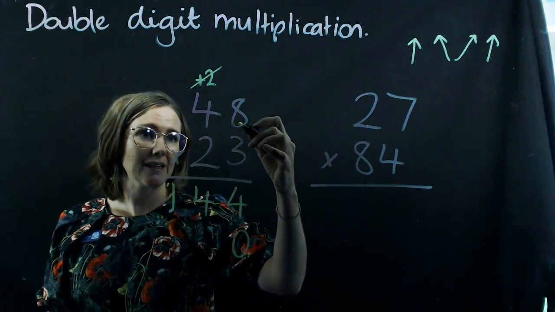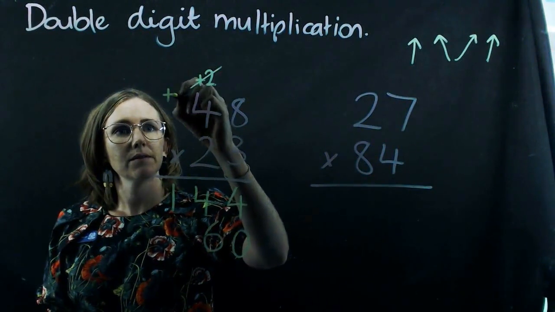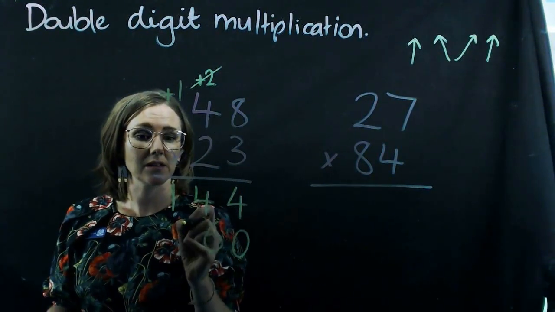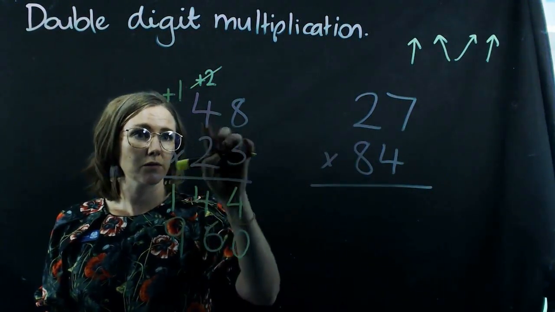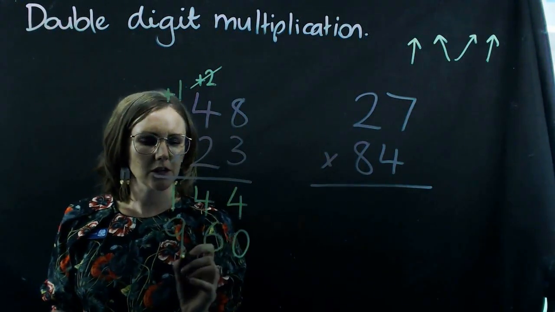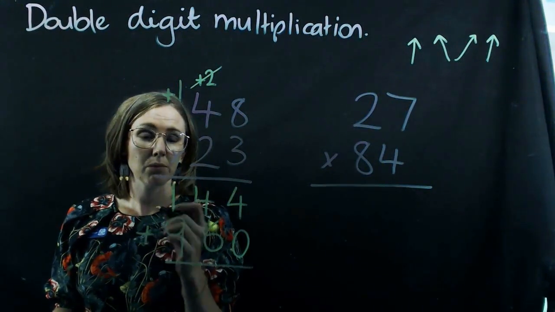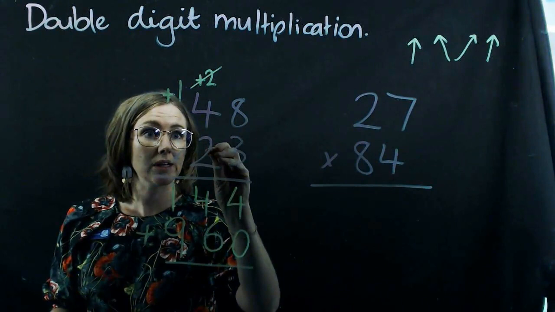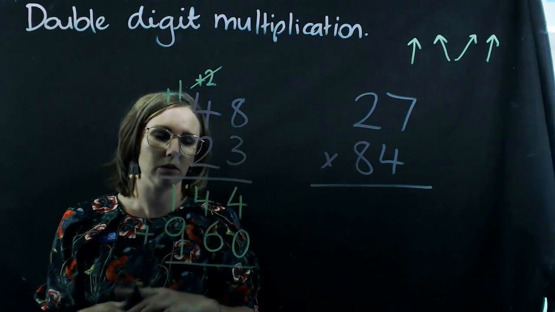So 2 times 8 is 16. I put my 6 down, and I carry my 1 up here. 2 times 4 is 8, plus 1 is 9. Okay, so that's 20 times 48, this part here. All right, now you're not finished here, because you need to combine those two parts together. And we add them because we've done 3 times 48 separately, and then 20 times 48 here. So together that will give us 23 times 48.